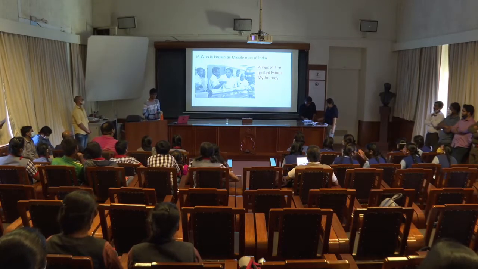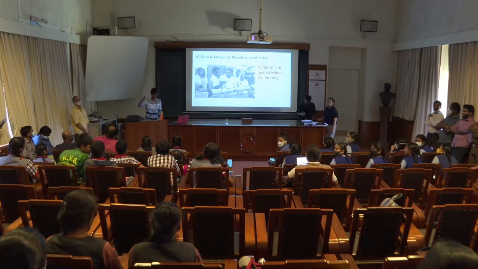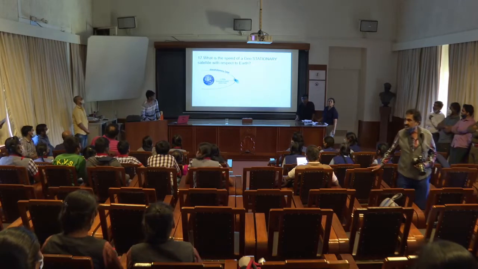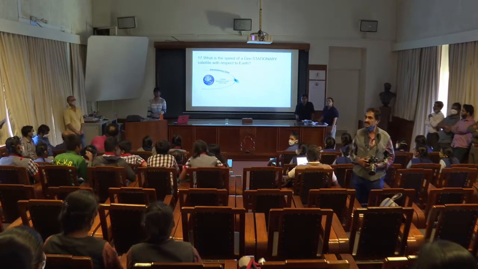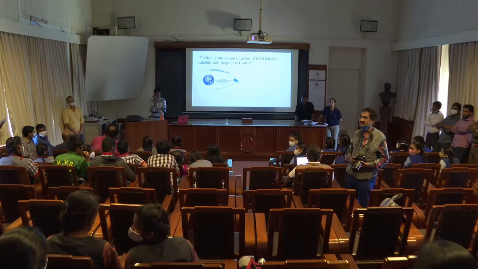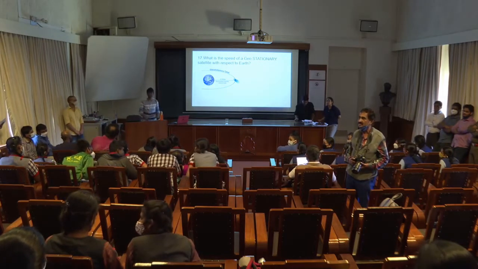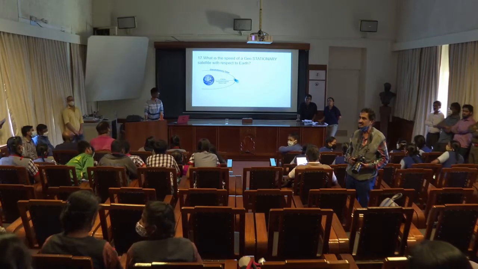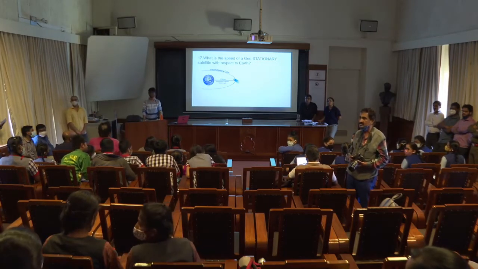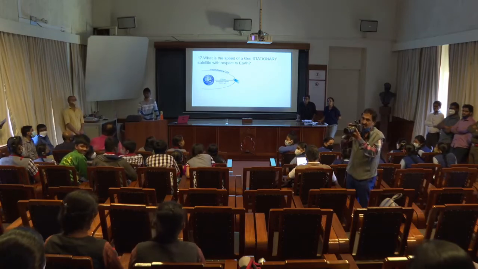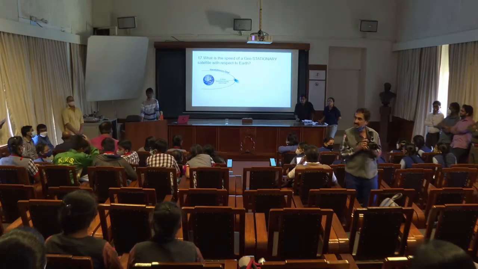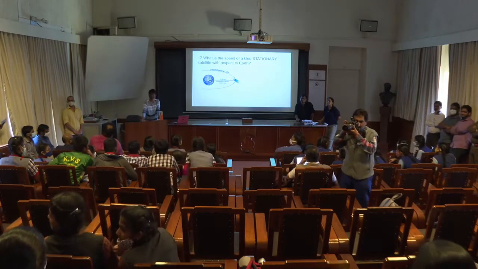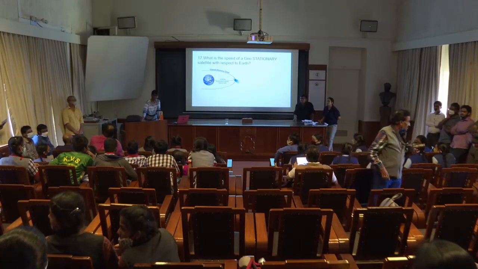Question number 17 goes to team C. What is the speed of a geostationary satellite with respect to Earth? Pass. You can answer, you can say pass. You can guess also, there is no negative marking. 24 hours. Pass to team D. Okay, I guess we have to pass it.